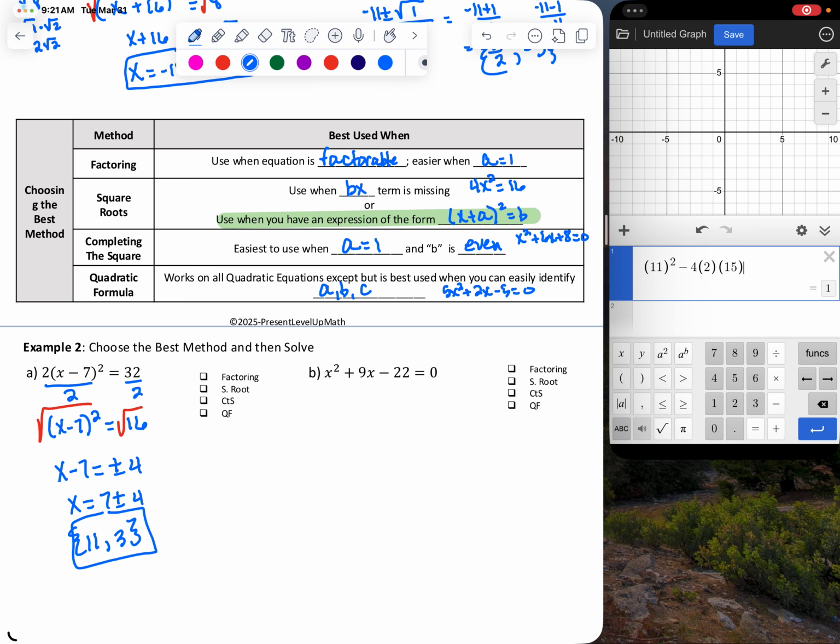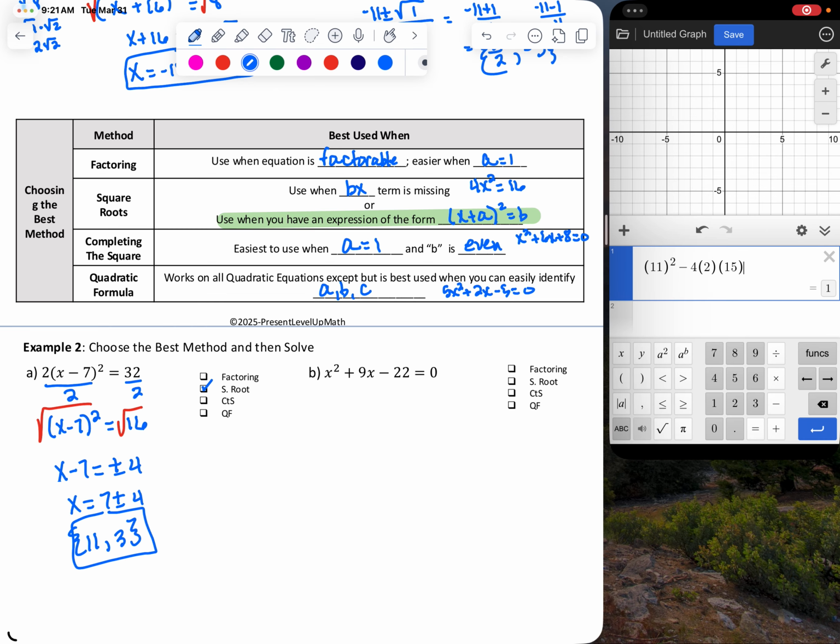Now, we solved by the square root method. We could have used the quadratic formula, but it would have taken much longer. So the square root method was the most efficient method. So I'm going to check that we use the square root method as our most efficient method.